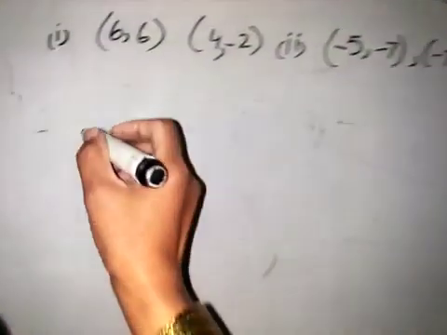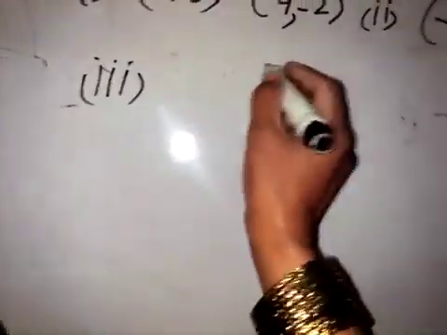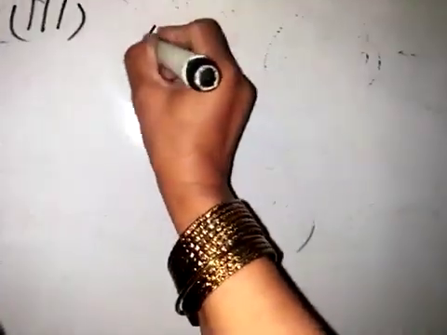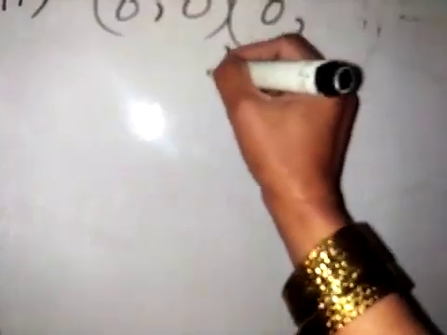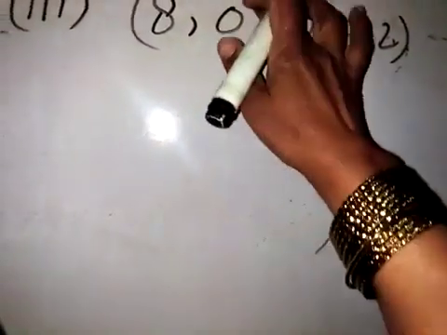We will solve only part number 3. The other 2 parts are your homework. So part number 3 is (8, 0) and (0, -12). There are 2 points.